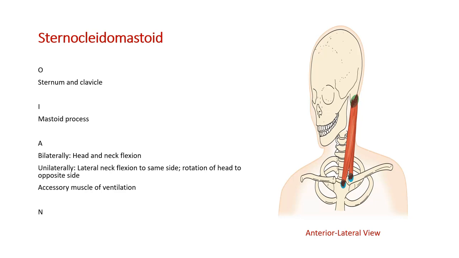Then we look at the nerve. The SCM is innervated by the accessory nerve, which is cranial nerve 11, and it's also innervated by the second and third cervical nerves.